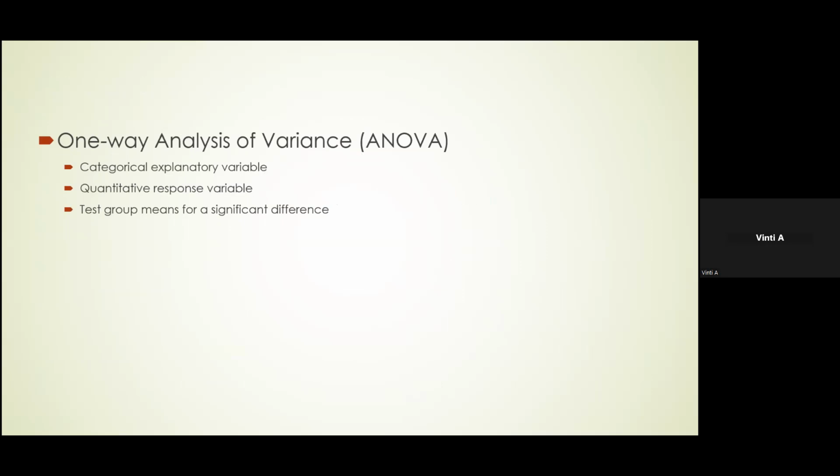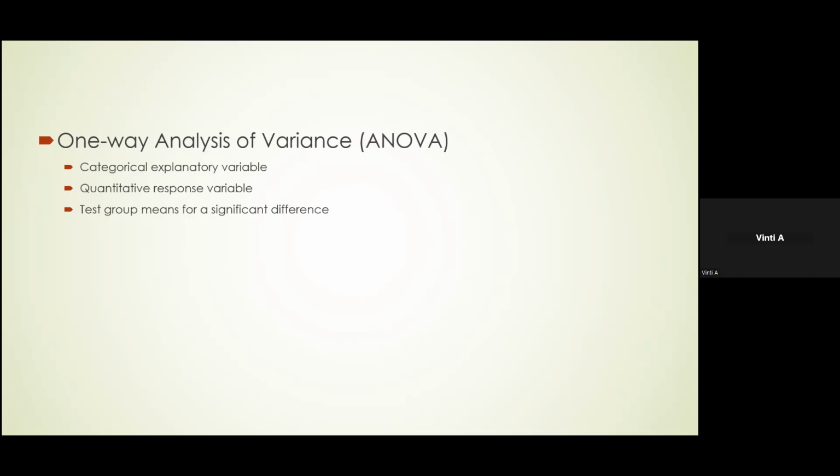Treatment 1, treatment 2, treatment 3, group 1, group 2, group 3, factor 1, factor 2, factor 3. Okay, and the response variable has to be quantitative, because without that you will not be able to calculate the means. So basically what you are trying to see is whether the means between the different groups are significant or not.